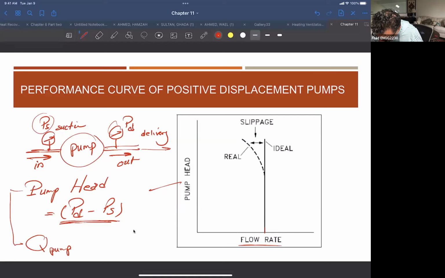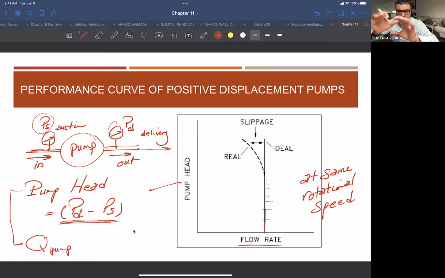You can see here the flow rate is almost the same. This is all at the same rotational speed, okay? So if you have a certain rotational speed, the volume flow rate is constant, okay? But the pressure can be a different value depending on the resistance in the system. The more resistance, the more the pump is pushing, right? So in this case the pressure will increase, okay? And that's why you see it's almost a vertical line here.